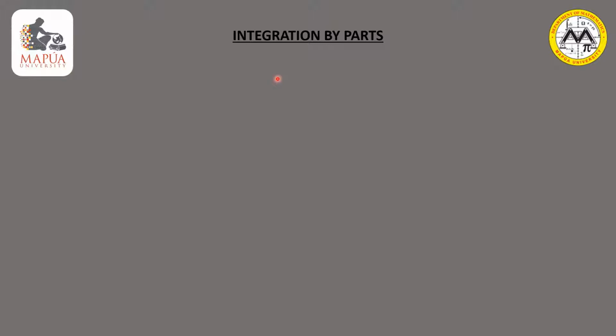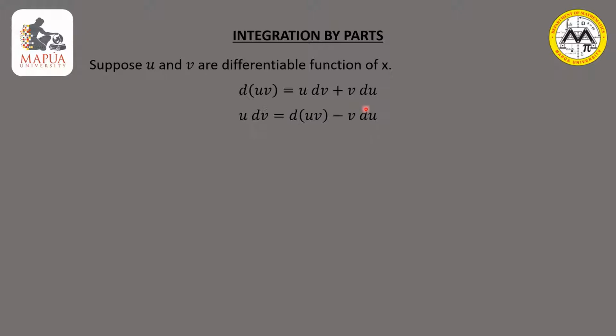Let us now explain what the integration by parts technique is. Suppose that u and v are differentiable functions of x. Then the differential of the product uv is given by u dv plus v du. If we solve for u dv, that will just be equal to the differential of uv minus v du. Evaluating the integral of u dv will just be equal to the integral of the differential of product uv minus the integral of v du.